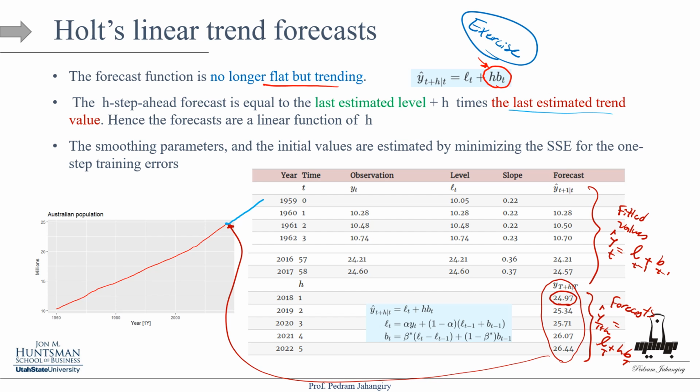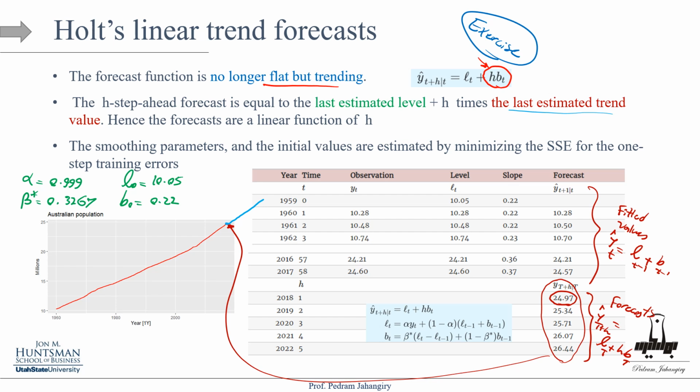So the optimal values that you need: alpha is going to be equal to 0.999. Your beta star is going to be equal to 0.3267. Guys, this is a really interesting exercise. I absolutely encourage you to do that. L0 is 1005 and your B0 is 0.22. So just use these numbers and try to replicate.